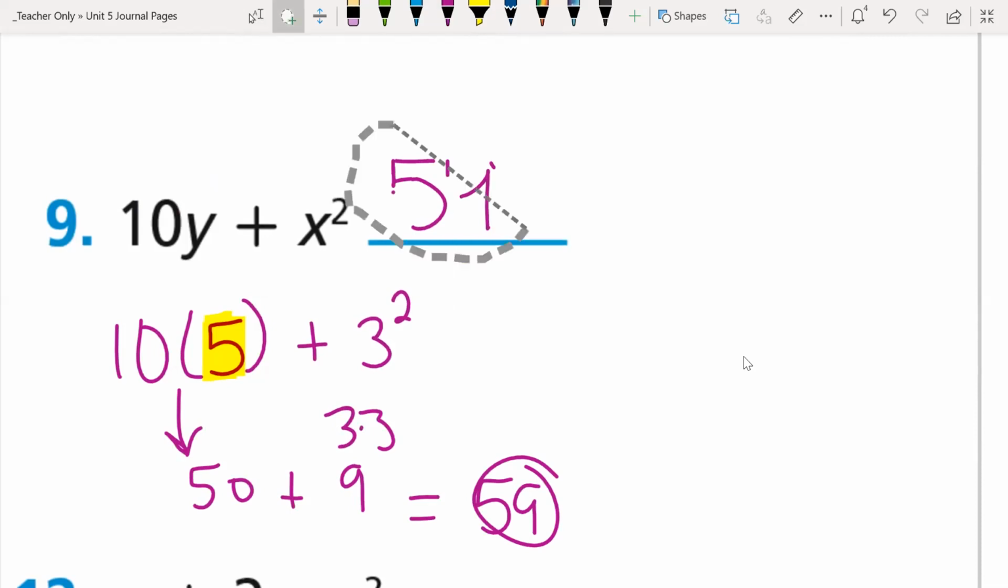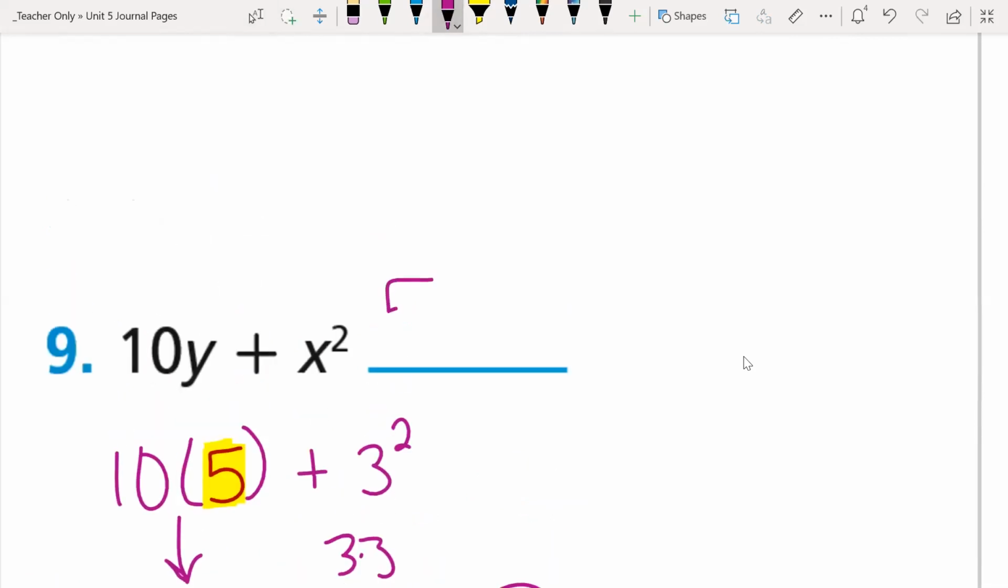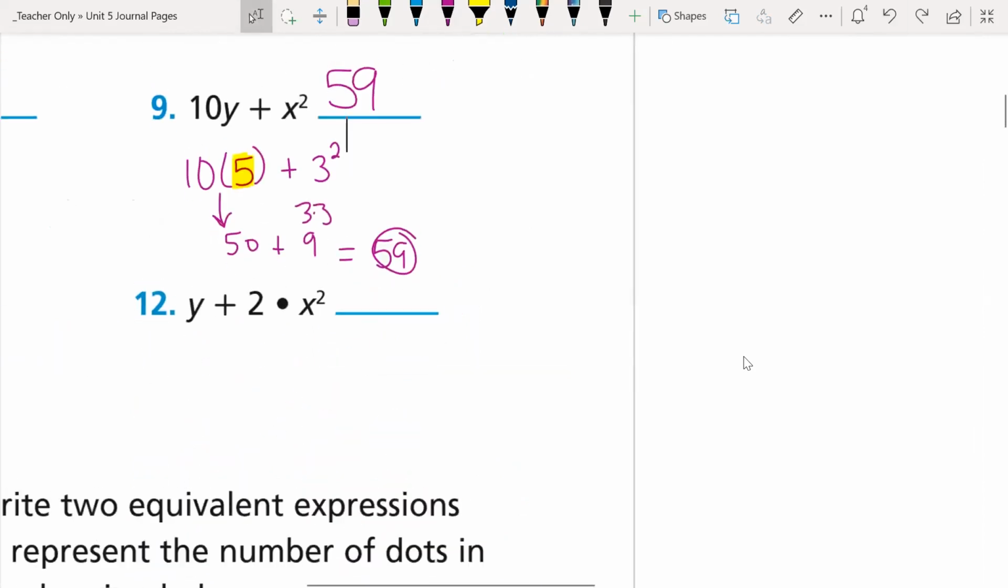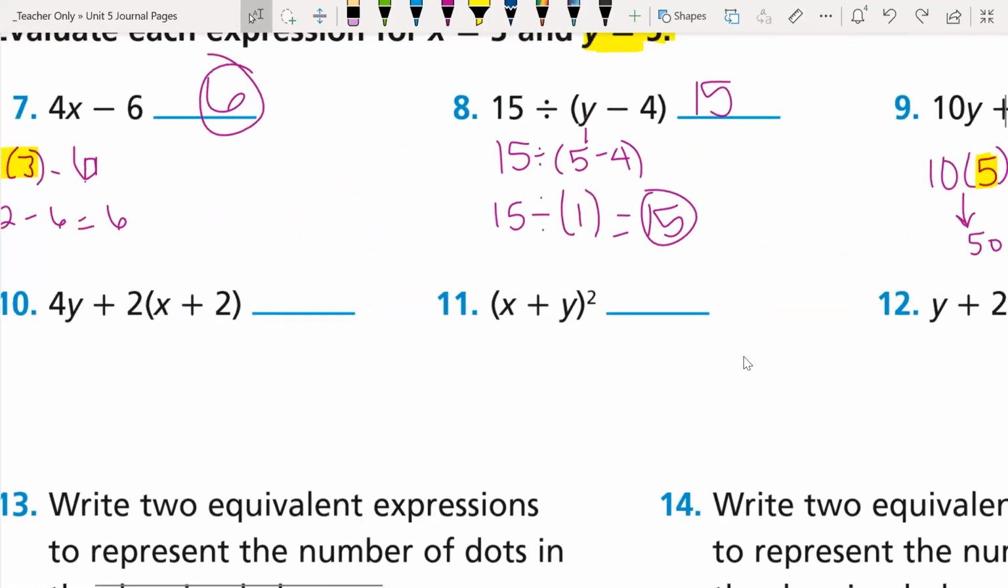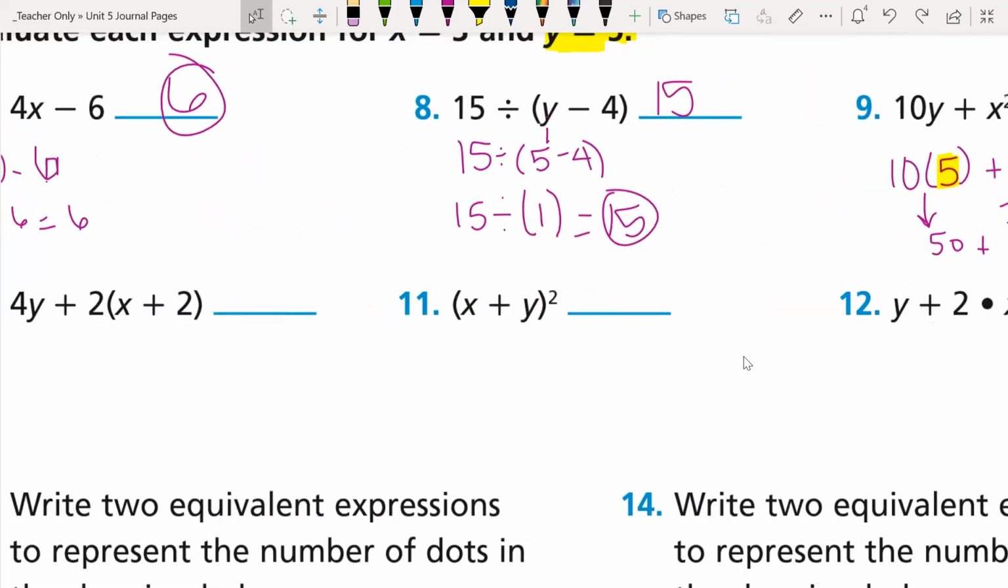Anytime I write in that part of the screen, it just takes me out. Okay, so like I said, the rest of this section can be done in your journal. I'll give you the answers in green.